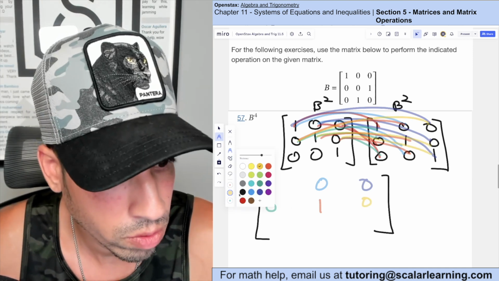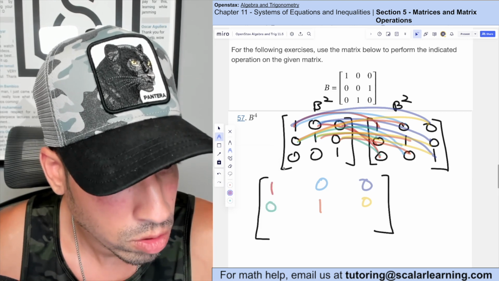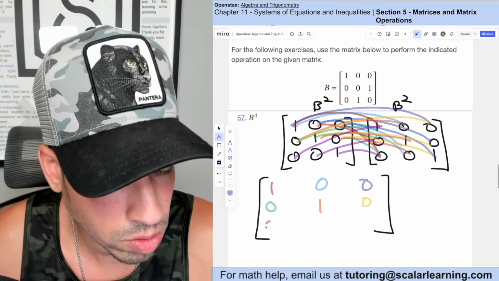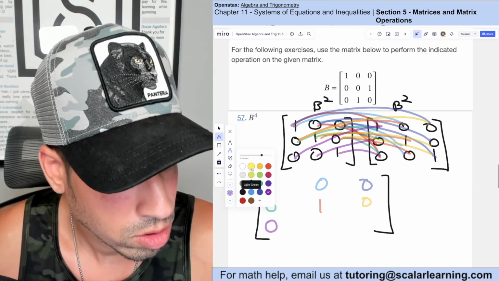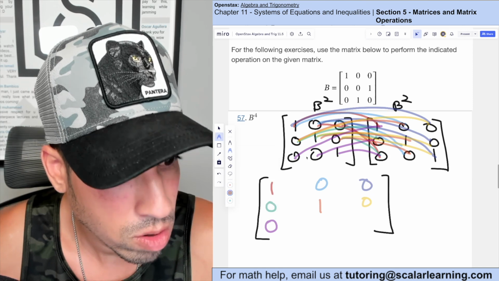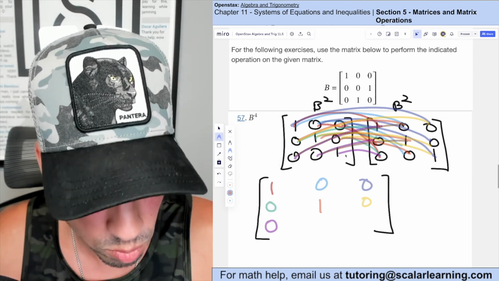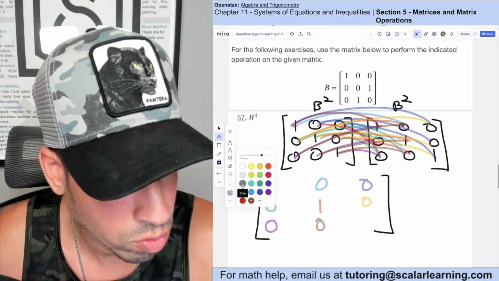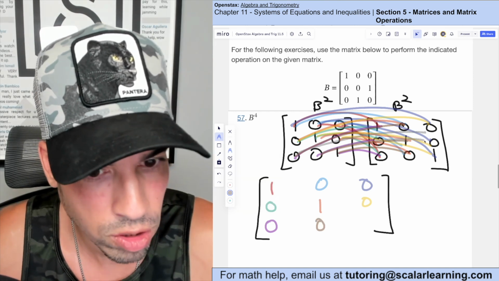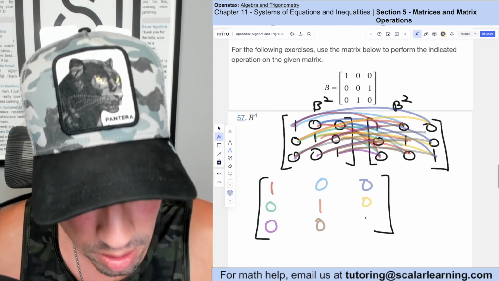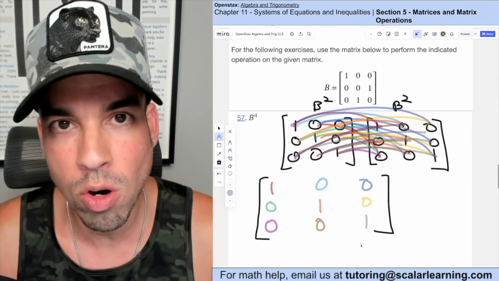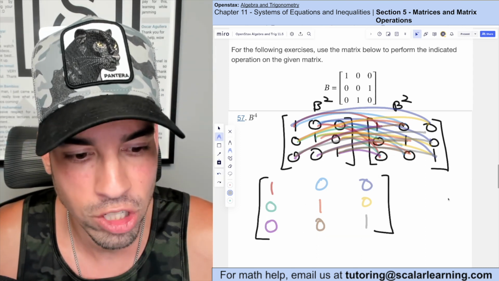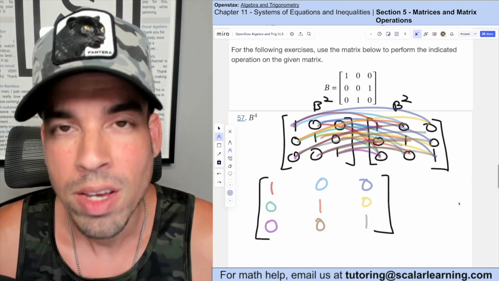That's a 0. Okay, final row. Let's go with this color. 0 times 1 plus 0 times 0 plus 1 times 0. That's a 0. And then let's go with maybe brown. We got 0 times 0 plus 0 times 1 plus 1 times 0. Those are all zeros. And last but not least, with gray, we got 0 times 0 plus 0 times 0 plus 1 times 1. That's 0 plus 0 plus 1, which is 1. So b to the fourth is actually the same thing as b squared, which is, again, the identity matrix. So that's how you do it.